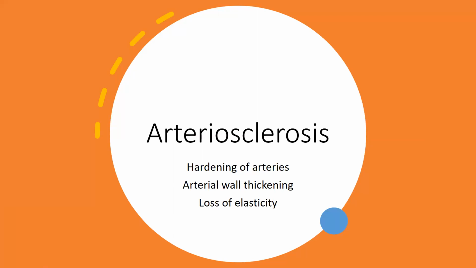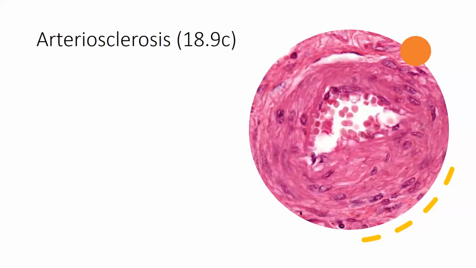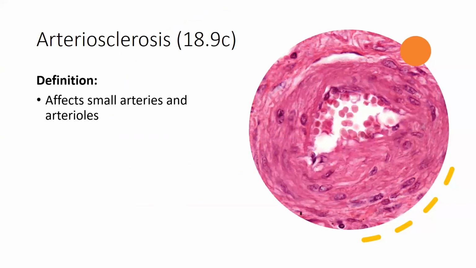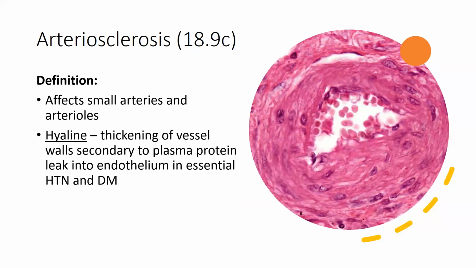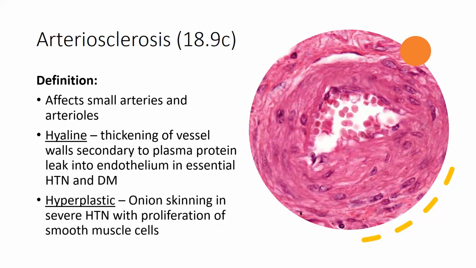So arteriosclerosis is the hardening of the arteries, arterial wall thickening, and loss of elasticity. So loss of response to vasodilation or vasoconstriction, right? It's affecting small arteries and arterioles, hence the name arteriosclerosis. Hyaline is really where we see the thickening of the vessel walls. It's secondary to proteins that leak into the endothelium. And it happens in essential hypertension and diabetes.